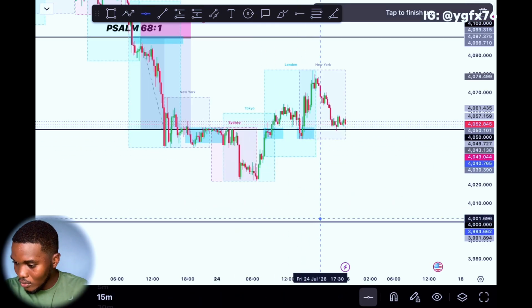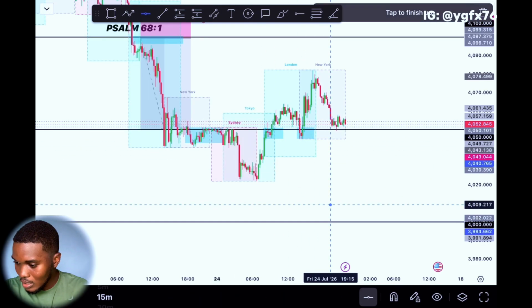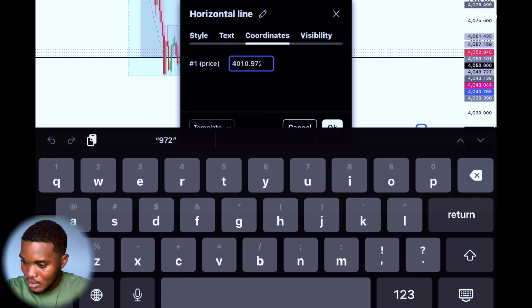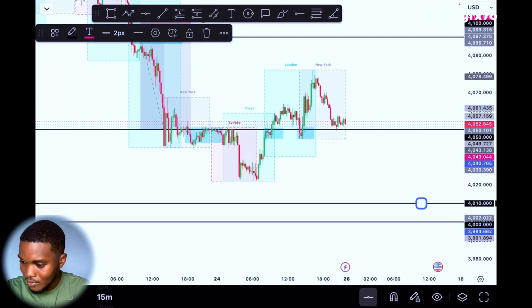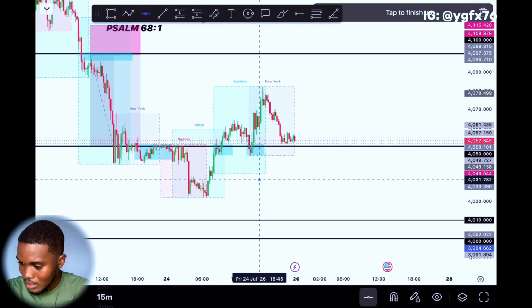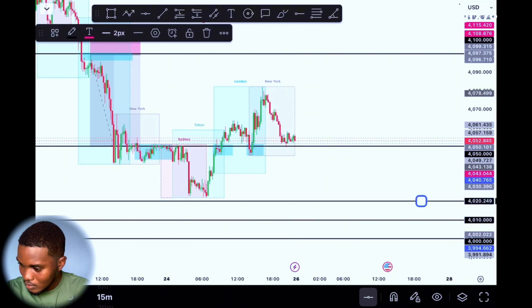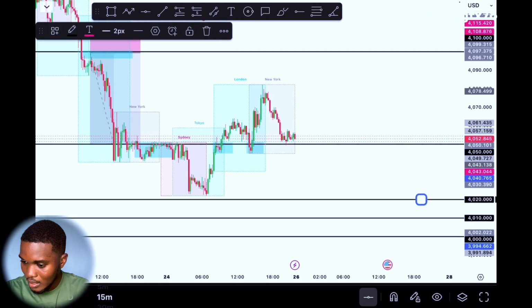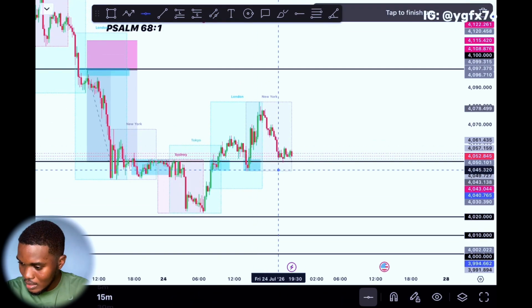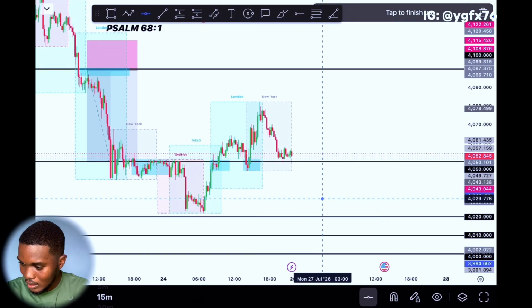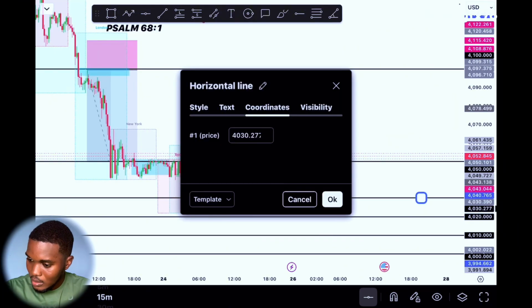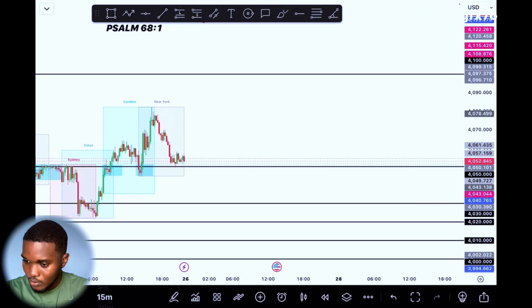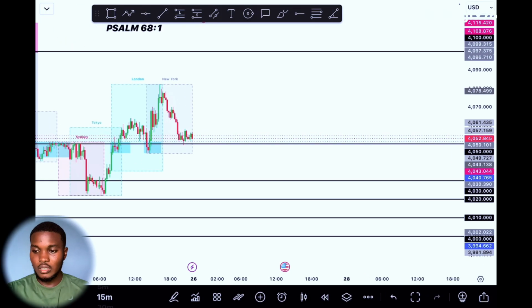So let's go ahead. Horizontal line, I have 4000, so I plot the next one at 4010. So edit, 4010, I have that. 4020, I have that. 4030, where the hell are you, man? 4030. So it goes on and on and on, guys.